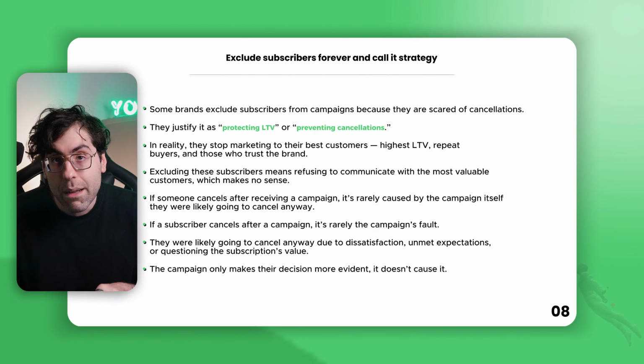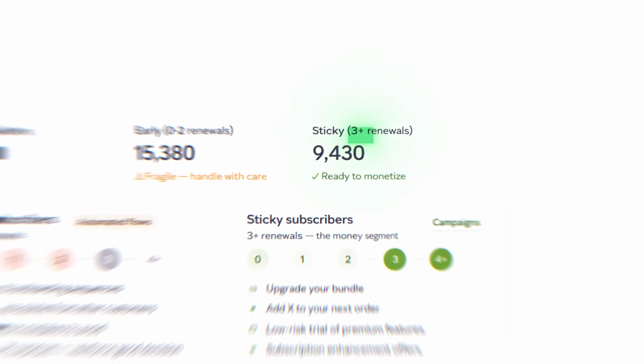So here's how you segment and how you target subscription customers. There's usually a point where subscription customers become sticky. A simple marker is after 3 renewals. There's nothing magical about the number 3. It just means that they've had multiple chances to cancel and yet they did not. Your particular cohort chart might look slightly different.